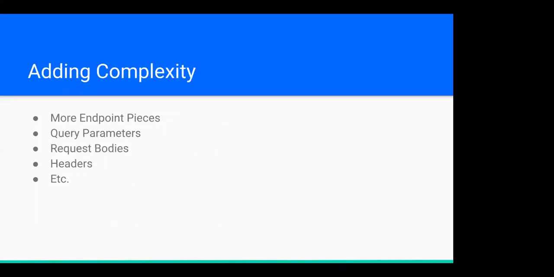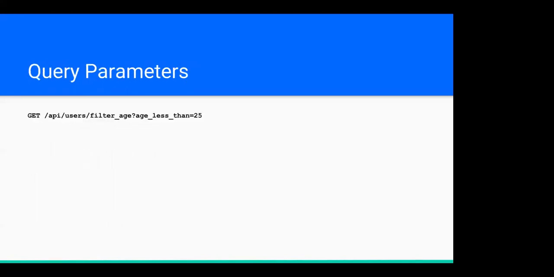So now we're going to create some slightly more complicated endpoints, because there are obviously a lot of different things you can do when writing an API. We're going to talk about query parameters, what we do with a request body, headers, that sort of thing. To start out, we'll go through query parameters. So let's say you want to put this parameter in there, age less than. This is more or less what the URL would look like.